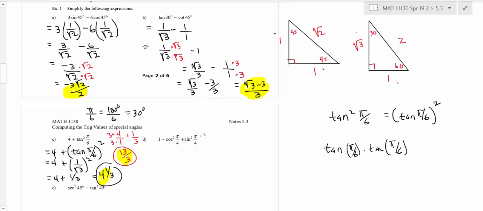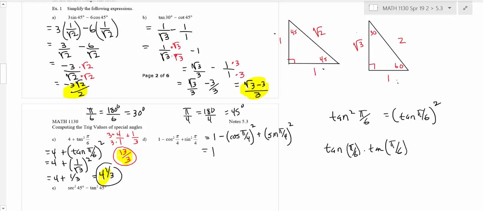The second one here, or part D, what this really means is 1 minus the cosine of pi over 4 to the second power plus the sine of pi over 4 to the second power. So again, pi over 4, pi is 180 degrees. 180 over 4 is 45. So we're going to look at the 45-degree angle when we do that.